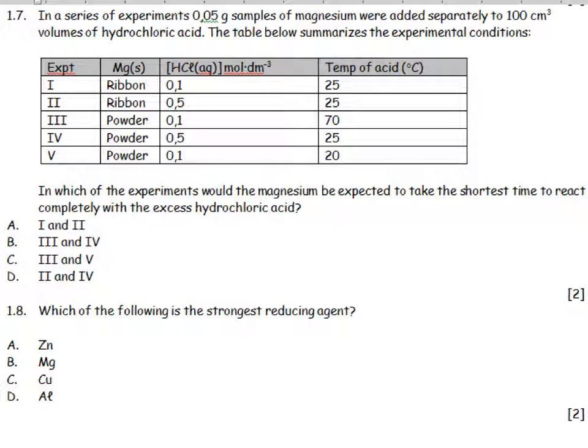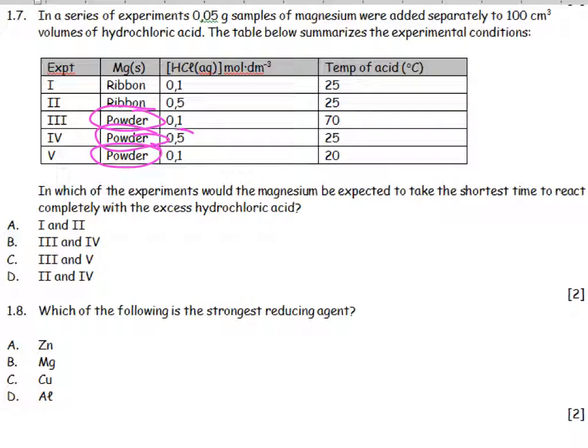The series of experiments with 0.5 gram samples of magnesium were added separately to 100 centimeters cubed of hydrochloric acid. The table below summarizes the experimental conditions. So we get the same volume of hydrochloric acid, the same mass of magnesium, but we've got ribbon versus powder, different concentrations and different temperatures. In which of the experiments will the magnesium be expected to take the shortest time to react completely with excess hydrochloric acid? So the first one is powders obviously are going to react faster than ribbons.